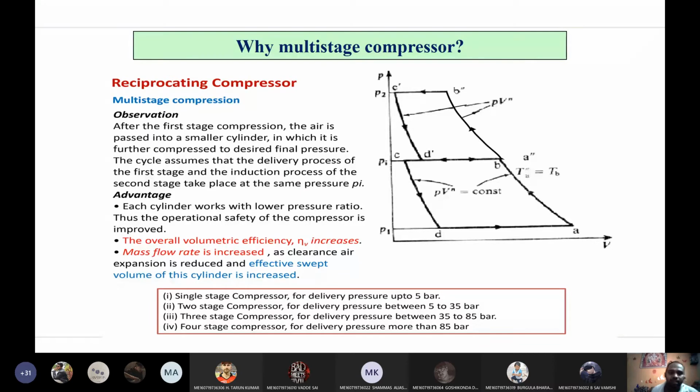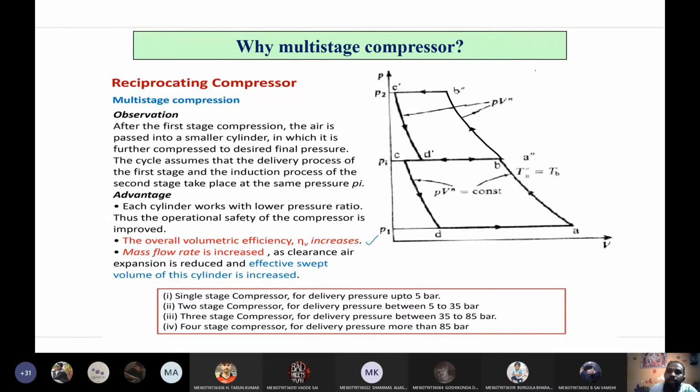The main advantage is that we can reduce the work. When the pressure is increasing in one cylinder, the work required to compress the air is more in a single stage air compressor, whereas in a multi-stage air compressor the work can be saved. We will prove that in the derivation. So the work consumed can be reduced, and volumetric efficiency is increased.